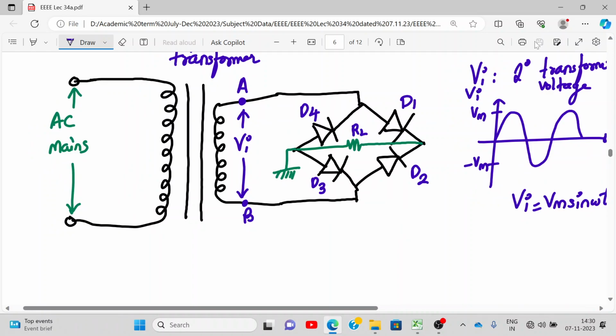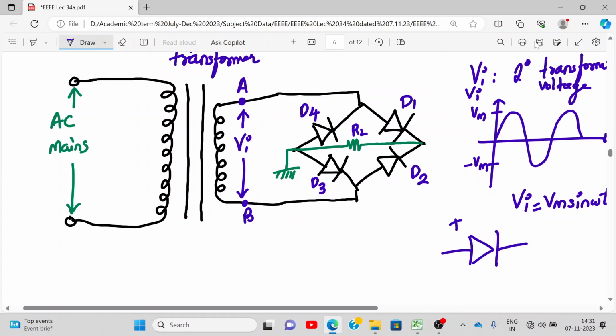Have you completed the diagram so that I can start the explanation part? Drawn the diagram? Okay. So here I'll give you a hint. Two diodes conduct together. See, what takes a diode to turn on? A positive voltage on the anode and a negative voltage on the cathode. Means it should be forward bias. How is a diode forward biased?